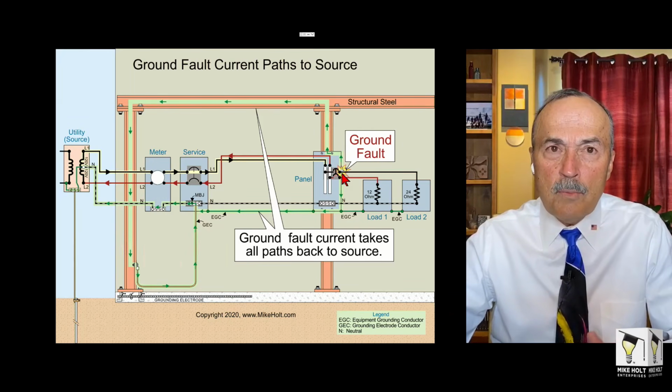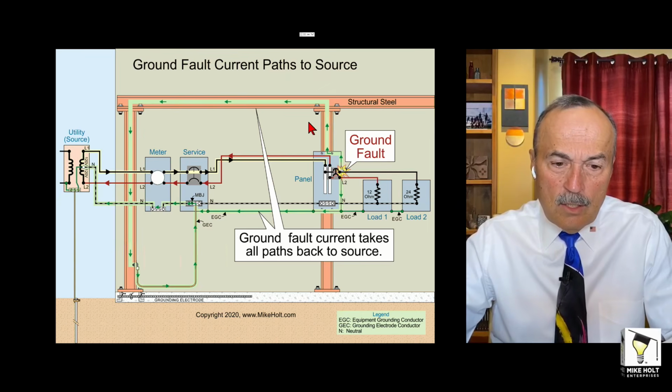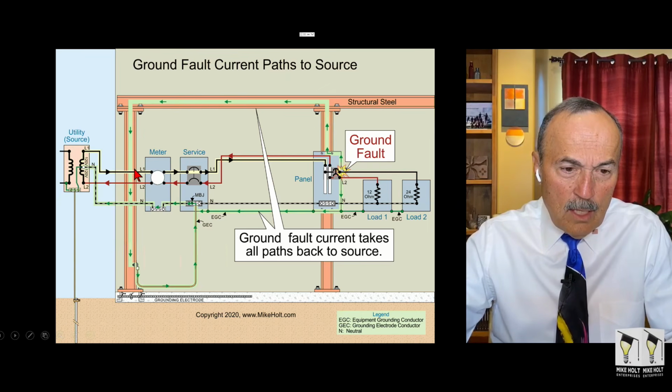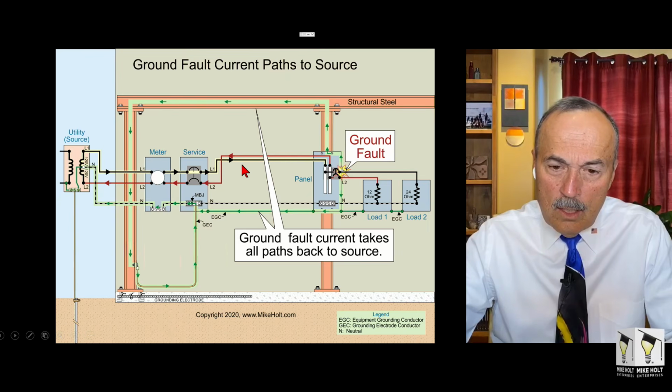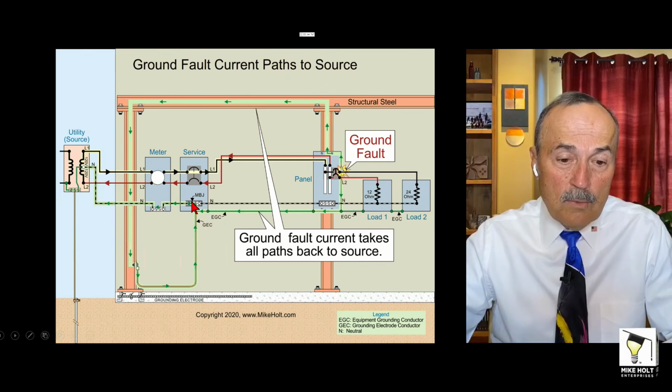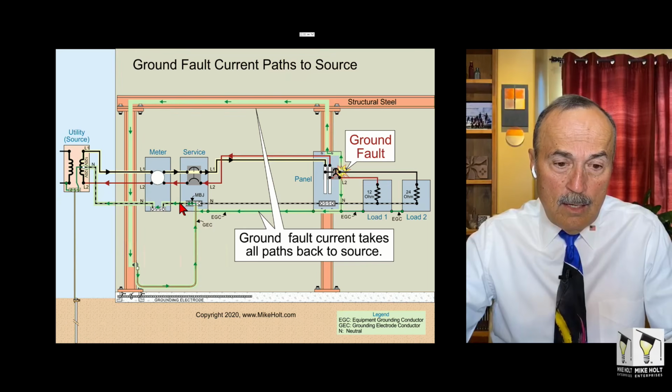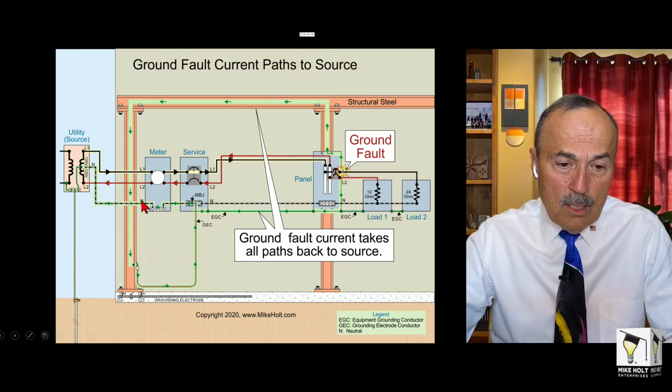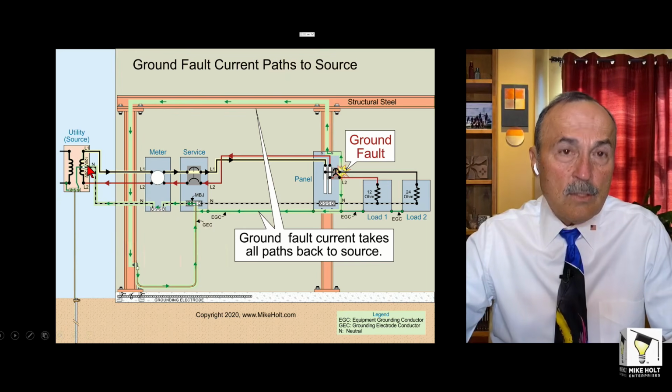We never ground for the purpose of clearing a fault. So let's say it's a ground fault. So you'd have current leaving line 1, going to line 1, meter can, service disconnect, and now that neutral conductor is going to carry the fault current back to the source.